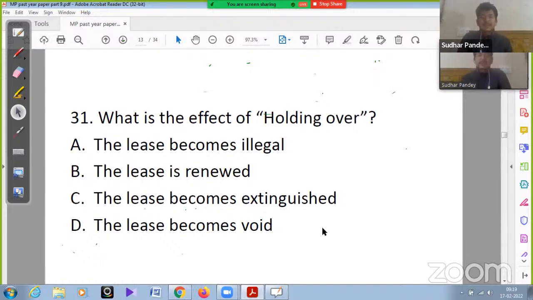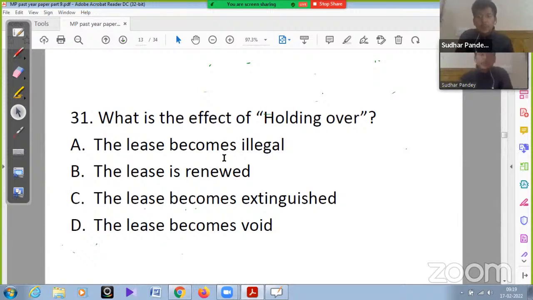What is the effect of holding over? A, the lease becomes illegal. B, the lease is renewed. C, the lease becomes extinguished. And D, the lease becomes void. Question number 31. Its correct answer is the lease is renewed.